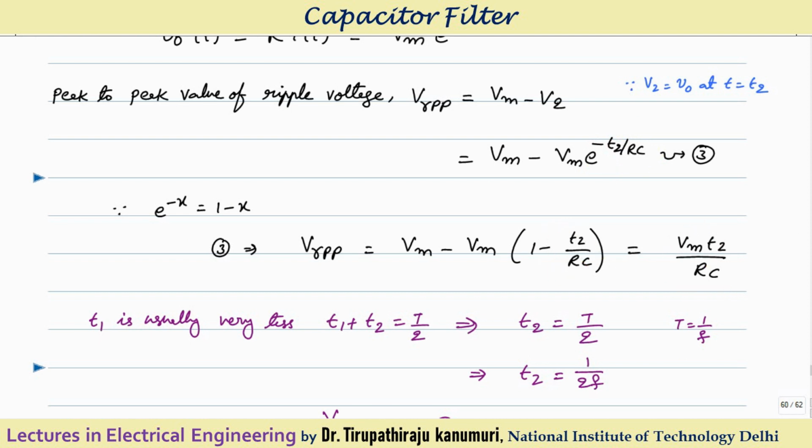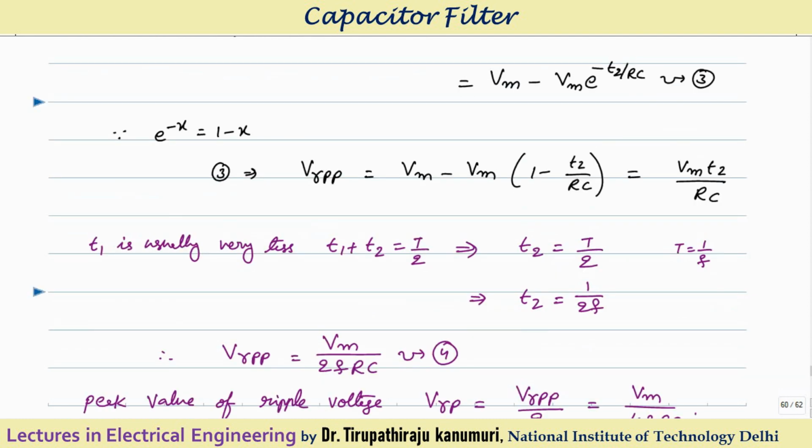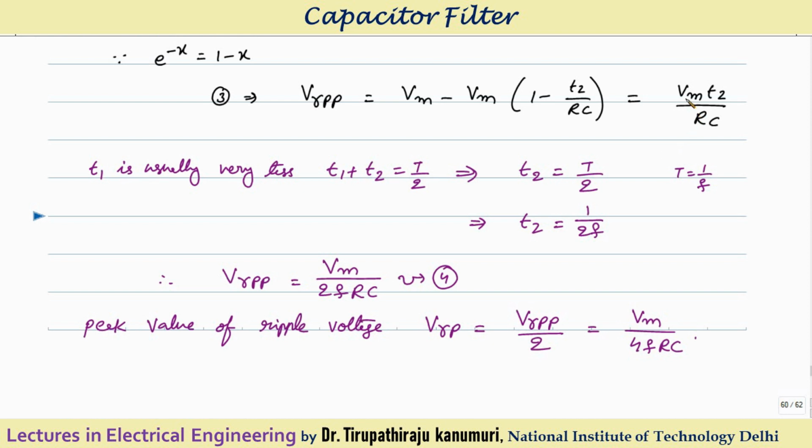So this will simplify to V maximum into T2 divided by RC. So that is, my value of VRPP depends on V maximum into T2 divided by RC. Practically the value of T1 is very less when compared to the value of T2. So we can take T1 plus T2, which is nothing but equal to the total time period divided by 2, because your output waveform is repeating 2 times in one cycle of your supply. So that's why it is equal to T by 2.